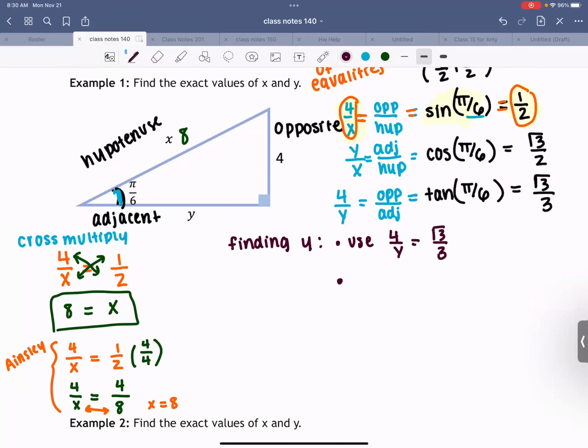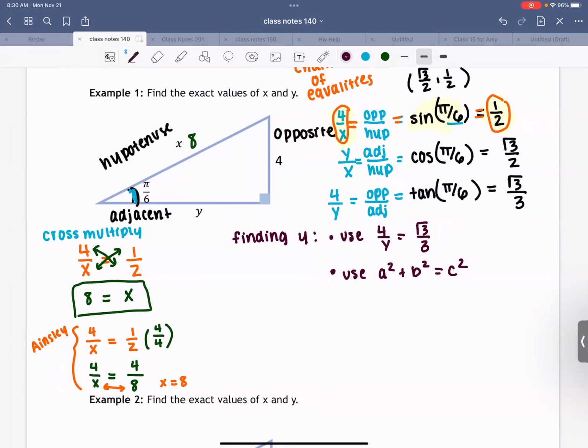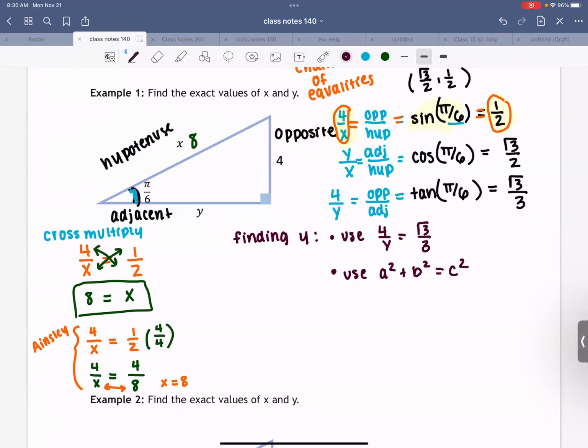What Robert said is, why don't we just use the Pythagorean theorem, right? We can also use a squared plus b squared equals c squared. Either one of these is a totally good way of finding what y is. Since we're not used to cross multiplying, let me do the tangent version. But if you feel comfortable doing the Pythagorean theorem, you'll still get the right answer. So either way works. I'm just going to use this one because we're not used to seeing that. So from the tangent, I know that 4 over y equals root 3 over 3.